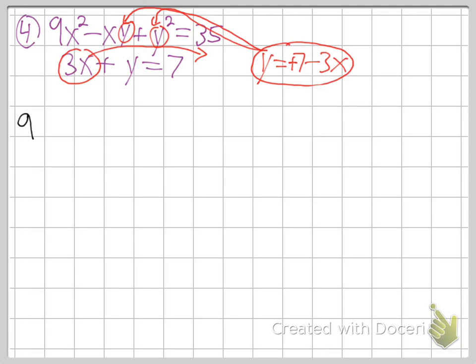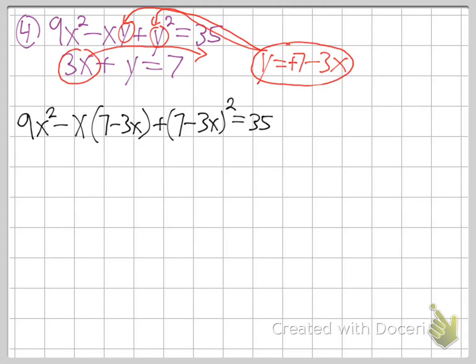That gives me 9x squared minus x times y. What is y? 7 minus 3x plus y again. 7 minus 3x squared is 35. Good to there? And now we just start dealing with a mess, huh? So now it's 9x squared. Distribute. Be careful with your signs and all that little stuff. Minus 7x plus 3x squared.